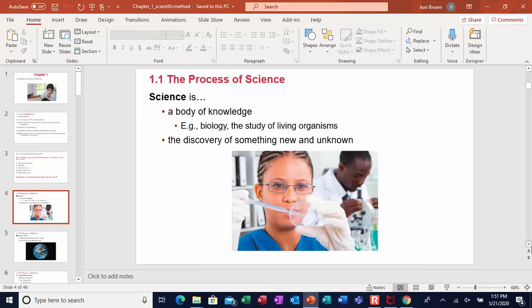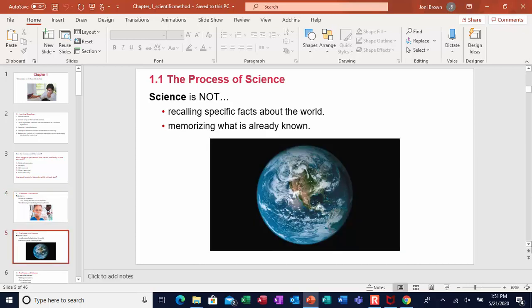First of all, we need to define what science is. Science is a body of knowledge. Like you're taking biology. Biology is the study of what we know about living organisms. It's the discovery of something new and unknown. But it is not just recalling specific facts and memorizing what we already know.